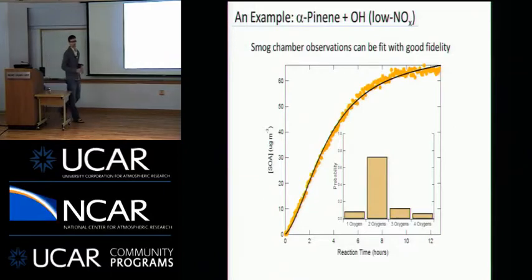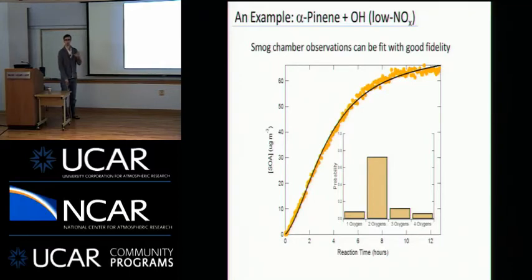So I'll start here with an example. This is some smog chamber results here in orange for alpha-pinene plus OH under low NOx conditions. These are from the Caltech chamber. So we just have the concentration as a function of reaction time. This is at about 2 × 10⁶ molecules per cc of OH. And the black line here is our best fit of the statistical oxidation model to the aerosol growth.